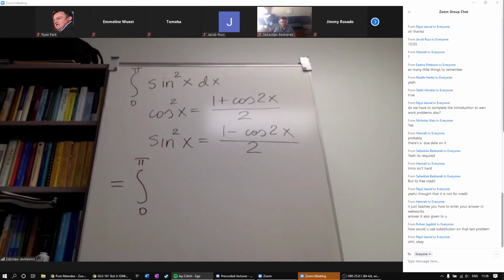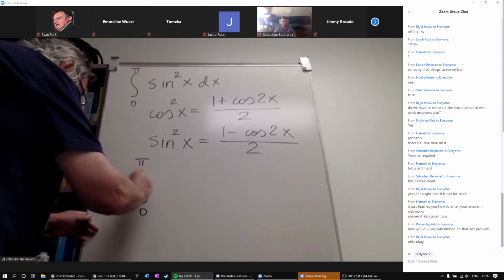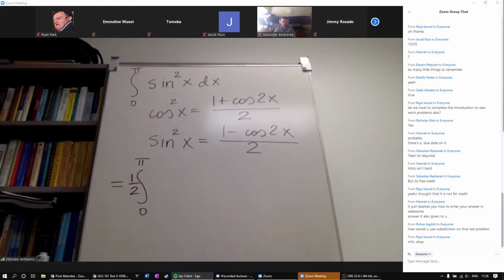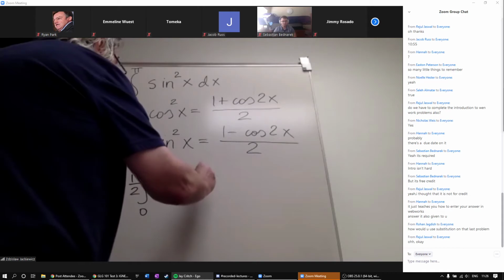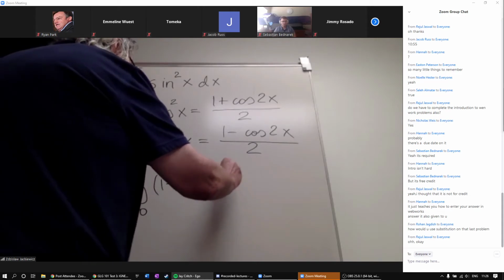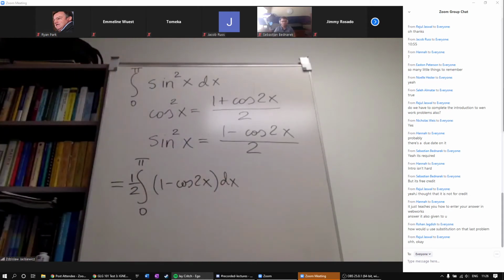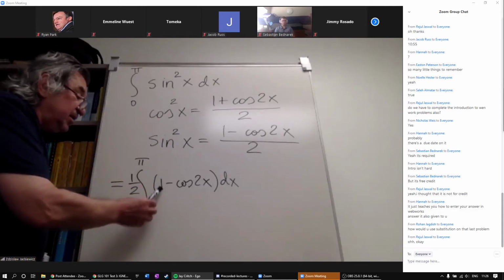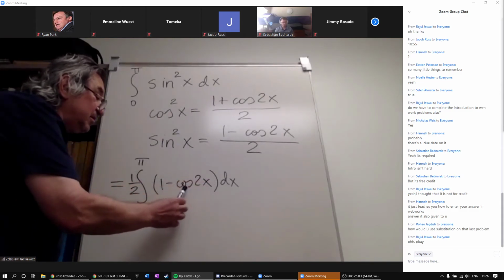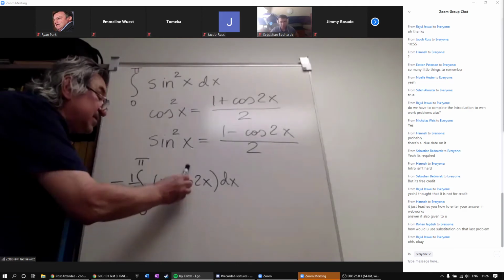Well, we can put 1/2 in front. That's a constant, 1/2. So sine squared is 1 minus cosine 2x, dx. I used this formula, and of course, now it is easy to integrate 1, and now you integrate cosine to the first power.